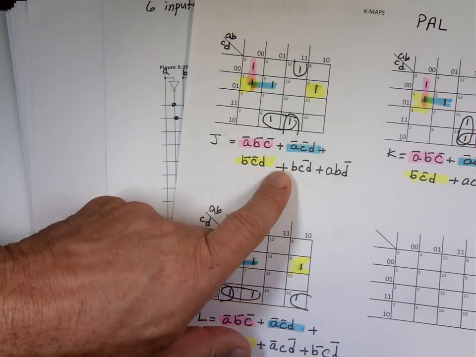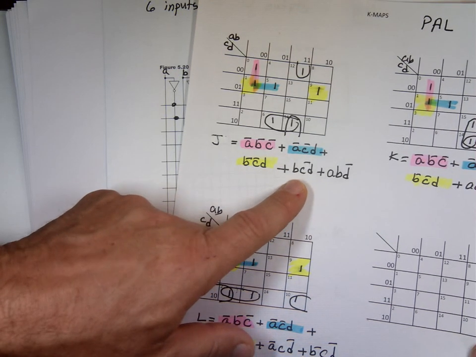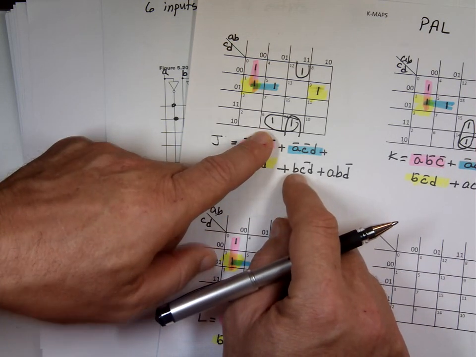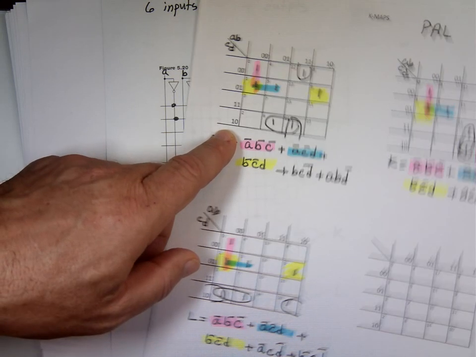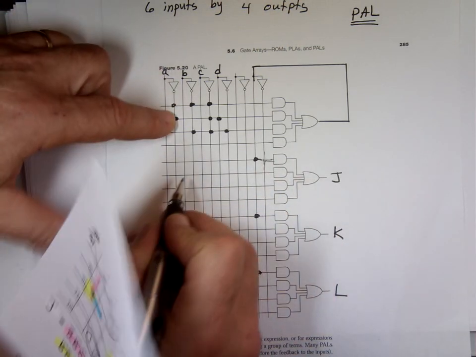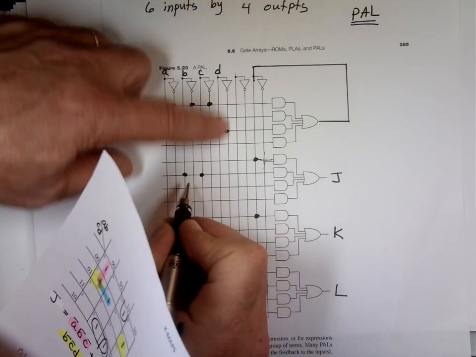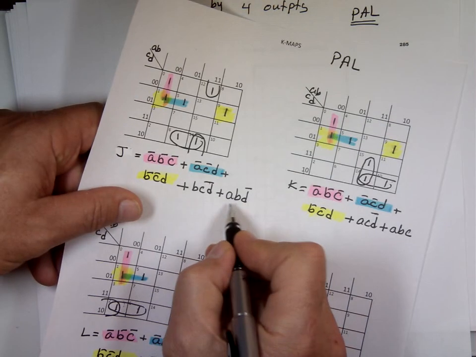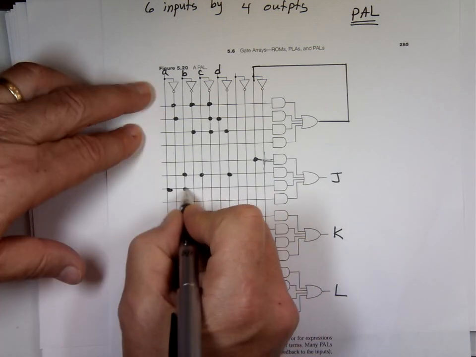I have B, C, I don't know if that's C or D bar or C, D bar. Which one is it? I can't remember. Is that B, C, D bar? The D with the bar, I guess. B, C, D bar. So here's the B. Here's the B. There's the C. And there's the D bar. That's that gate. And the next one, A, B, D bar. A, B, and D bar.